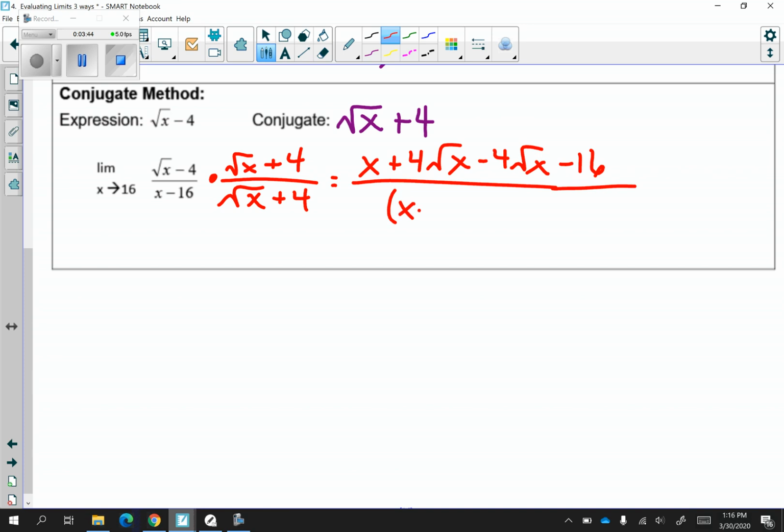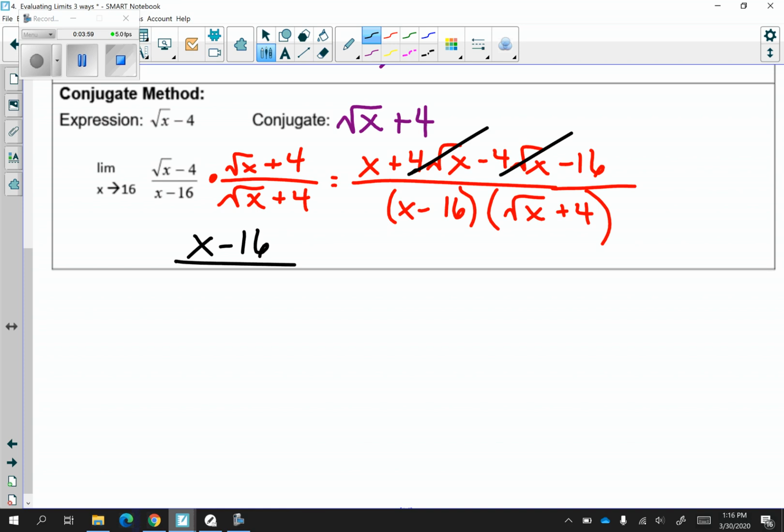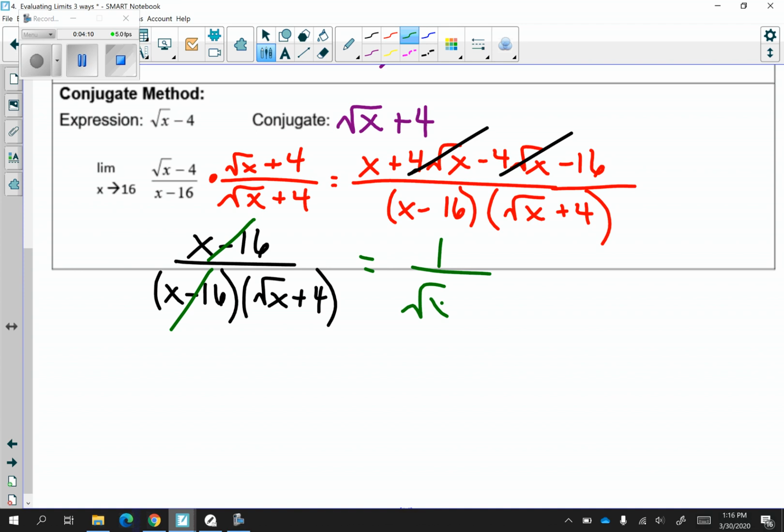And for the denominator, I'm not going to actually multiply it out. I'm going to leave it, and you'll see why in just a moment. So let's simplify the numerator. So this goes away, this goes away. I'm left with x minus 16 over (x minus 16) times (radical x plus 4). Again, more canceling. I'm left with 1 over radical x plus 4.